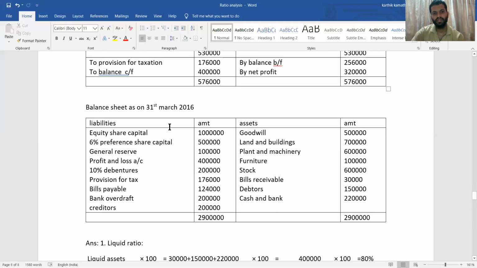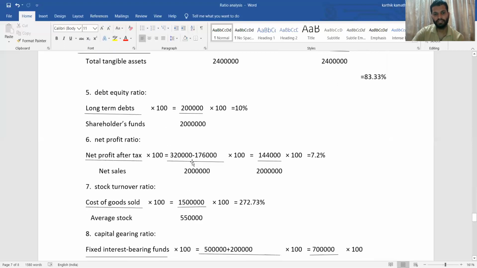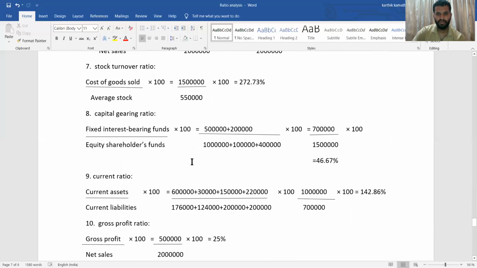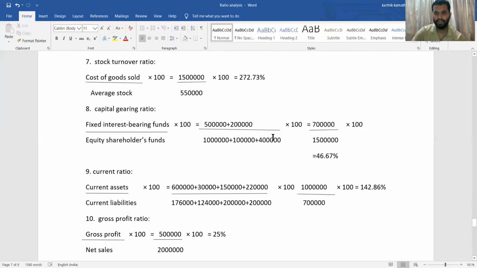Divided by equity shareholders fund: equity share capital, reserves and surplus, and profit and loss account. That is 10 lakh plus 1 lakh plus 4 lakh, total 15 lakh, excluding preference share capital, because they have asked equity shareholders fund. So 7 lakh divided by 15 lakh into 100, 46.67%.